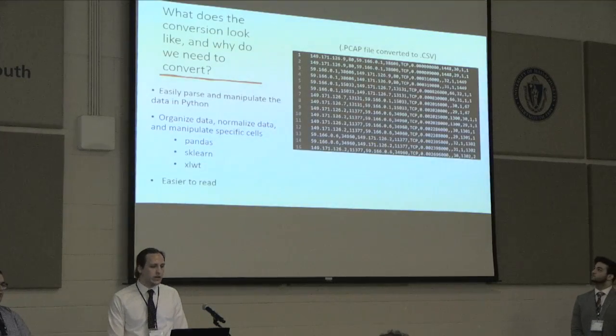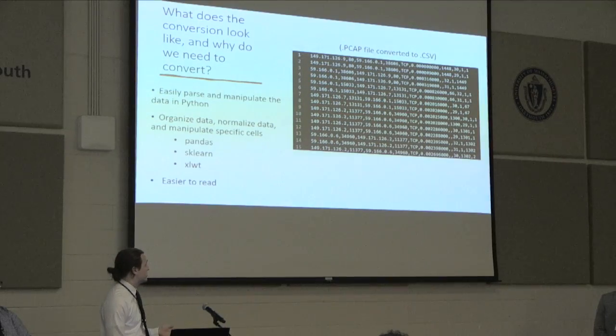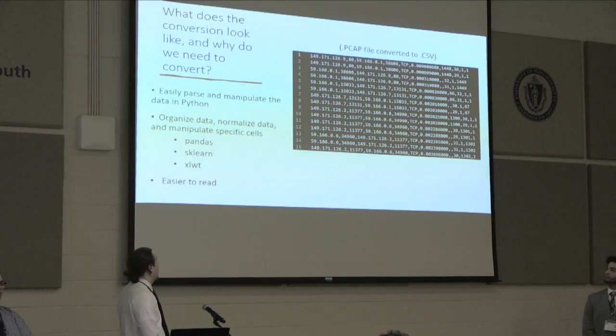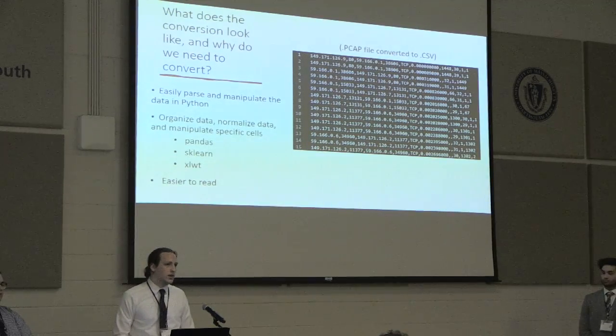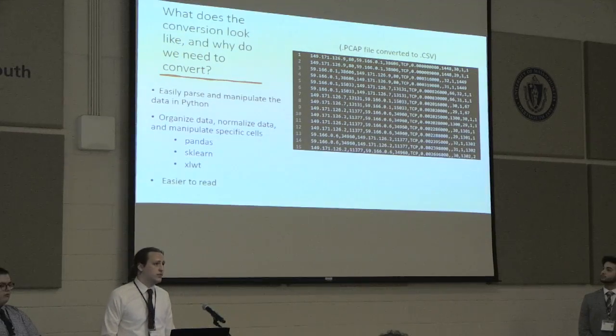So what does the conversion look like, and why do we need to do it? This is the PCAP file after it's been converted into a CSV format. It's easier to parse and manipulate data in Python this way. It allows us to organize, normalize, and manipulate the specific cells using Python libraries, pandas, sklearn, and XlsxWriter, and it made it overall easier for us to read.